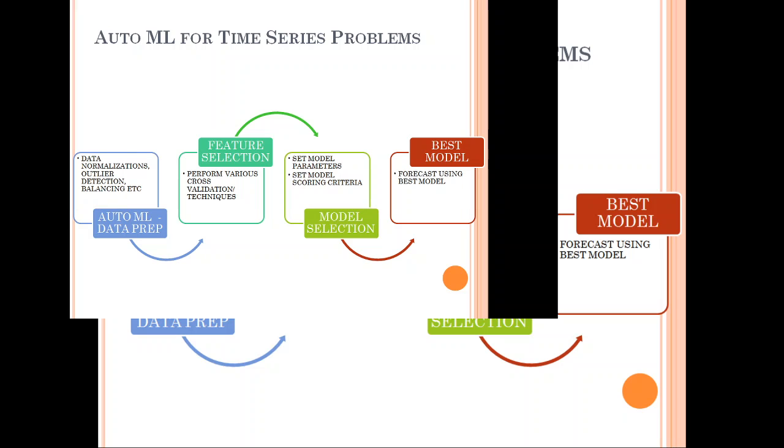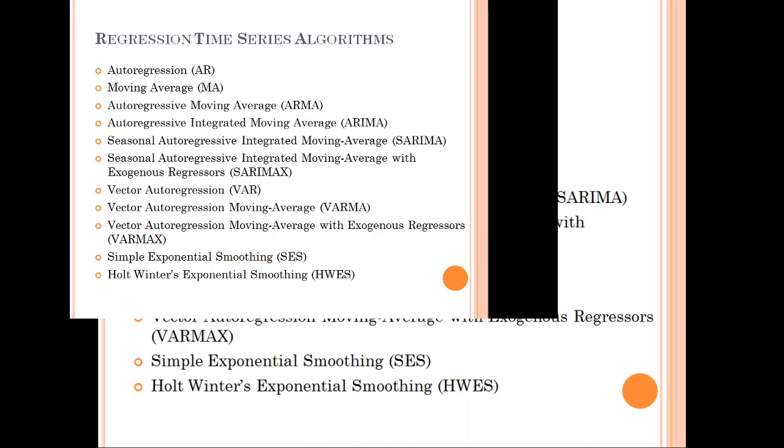Then I'm going to speak more specifically on the model selection, how the models are selected, how the model parameters are tuned, and what happens inside an AutoML algorithm. And finally the forecasting using the best model. So the next thing, when we talk about the time series algorithms, we can broadly classify these algorithms into regression and the deep neural network time series algorithms.